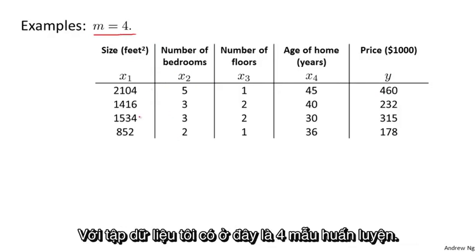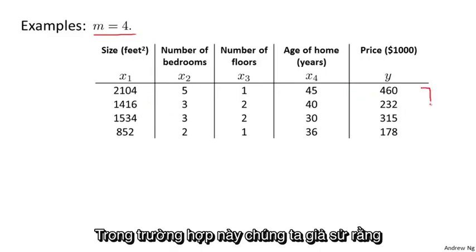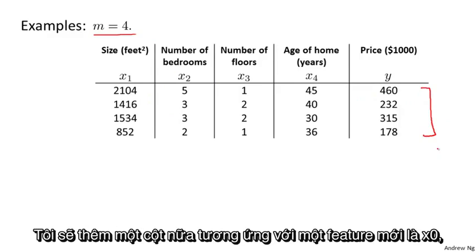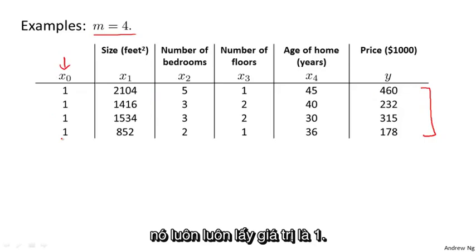I'm going to take my data set. So here are my 4 training examples. In this case, let's assume that these 4 examples is all the data I have. Okay. What I'm going to do is take my data set and add an extra column that corresponds to my extra feature x0 that always takes on this value of 1.